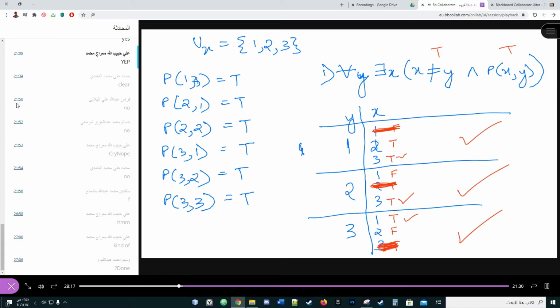So this is my way of doing it. You might have an easy way. So if I change this to for all y, for all x, this is true. Is it true? If I change it, no, it's not true, because for y equal to 2 it's not, for y equal to 3 it's not. So it is false.